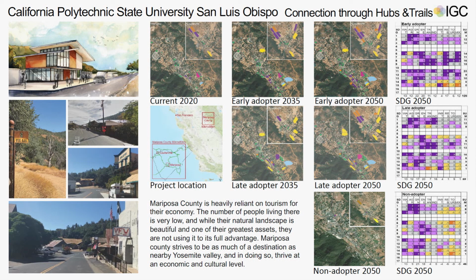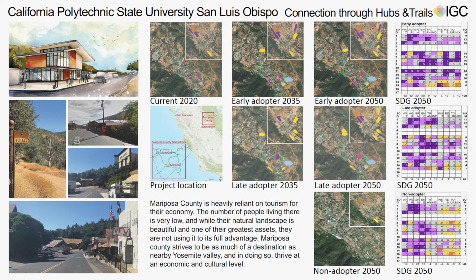So right here are some representative images of the rural vernacular that Mariposa adopts. So those are some of the downtown areas in Mariposa County. And on the top left is a concept image of how we might merge that vernacular with something a little more exciting and enticing for the tourist market. So in our early adopter scenario, what you see is a lot of mixed-use development in the downtowns to create that vibrant downtown setting that we were talking about.